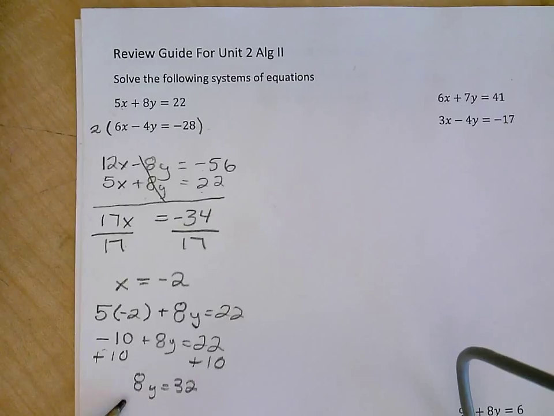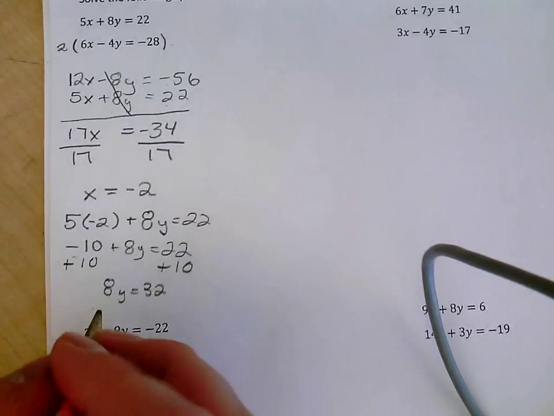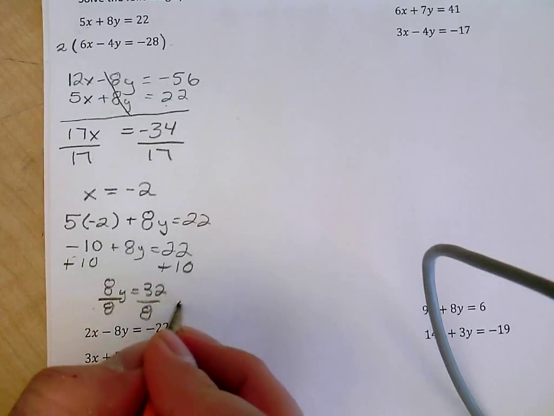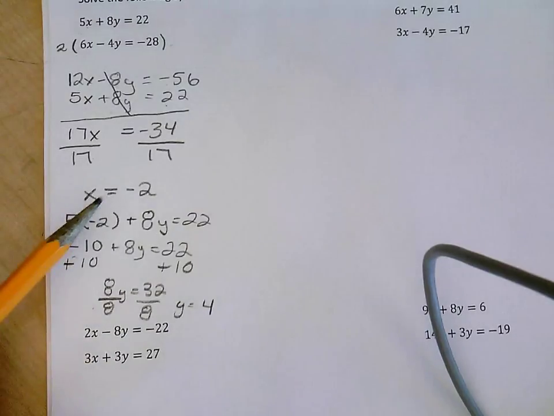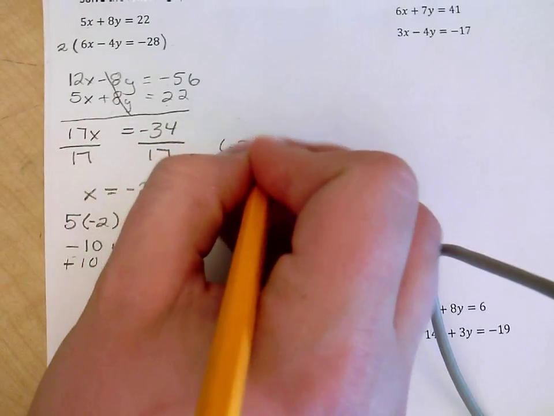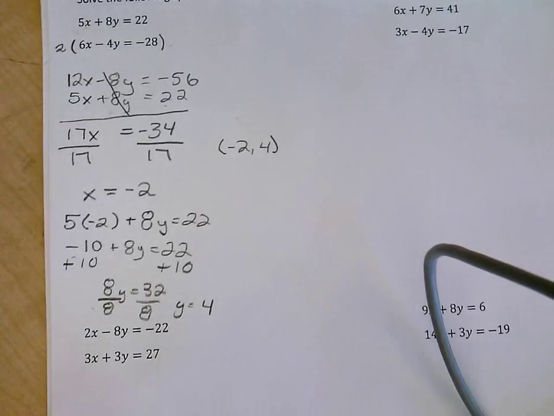Well, now I need to get y by itself, so I need to divide. So I'm going to divide by 8. And y gives me 4. So my x is negative 2, my y is 4, so my point is actually negative 2, 4 is where these two lines up here meet.